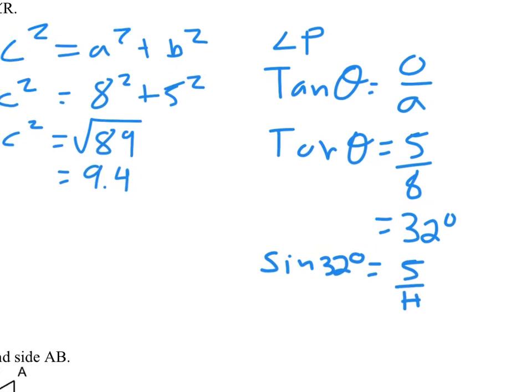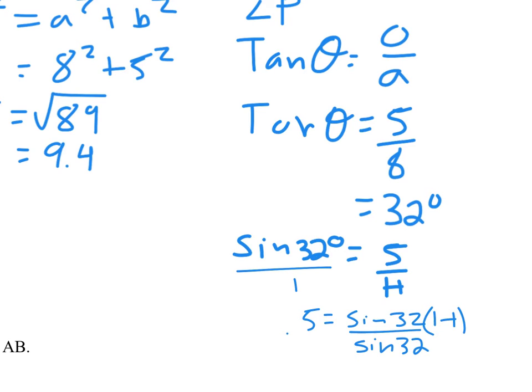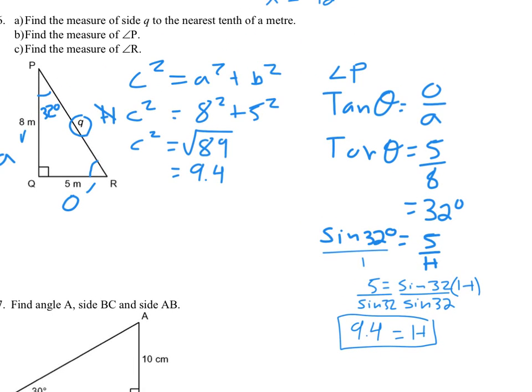Now, this is where the variable is on the bottom, so it's going to involve multiplying and then dividing. So 1 times 5 is 5. Sine 32 times H is sine 32 times H. Then we'll divide by sine 32. And guess what? On our calculators, if we did 5 divided by sine 32, don't use inverse, just use regular sine. What answer does it give you? That's right, 9.4 for my hypotenuse, which is the same answer that I got over here using Pythagorean theory.